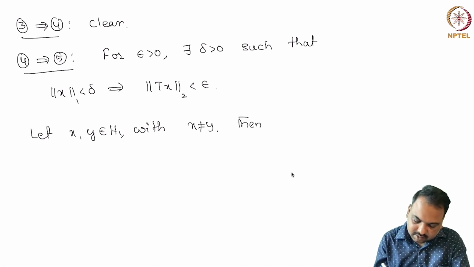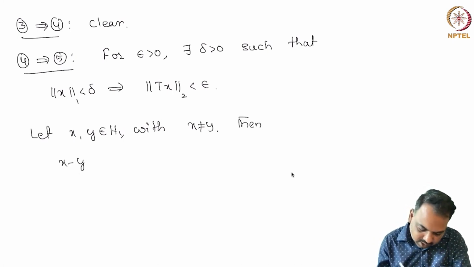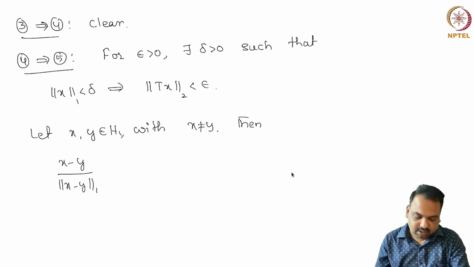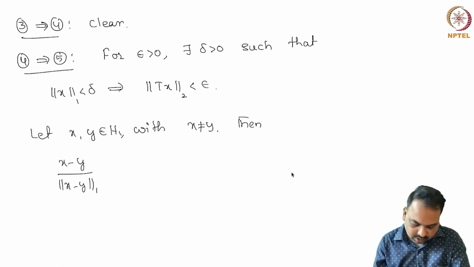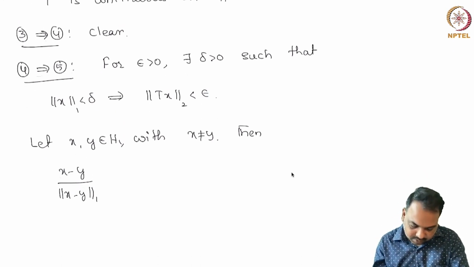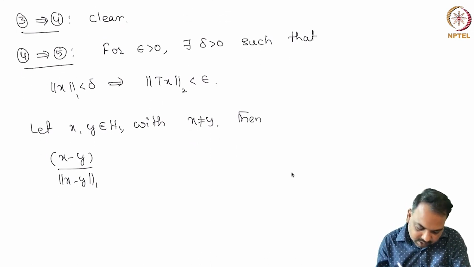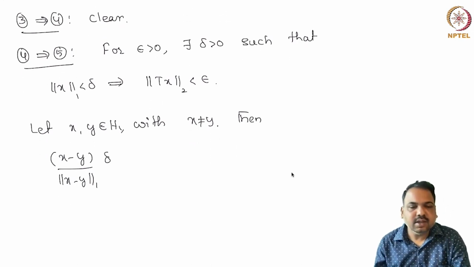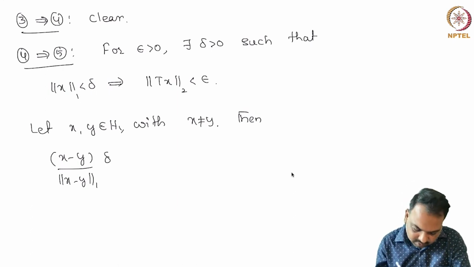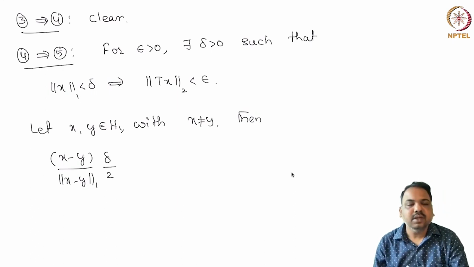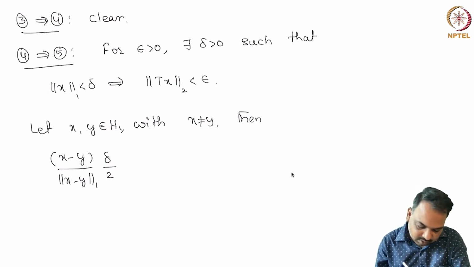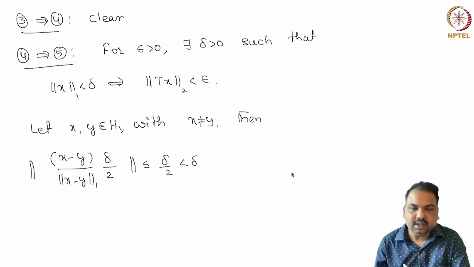Then we can say that (x minus y) divided by the norm of x minus y is an element of the unit sphere of H1. That means the norm of this element is 1. If you multiply this with delta, this is in the ball centered at 0 with radius delta, but if I multiply with delta by 2, the norm of this whole element is less than delta by 2, that is strictly less than delta.